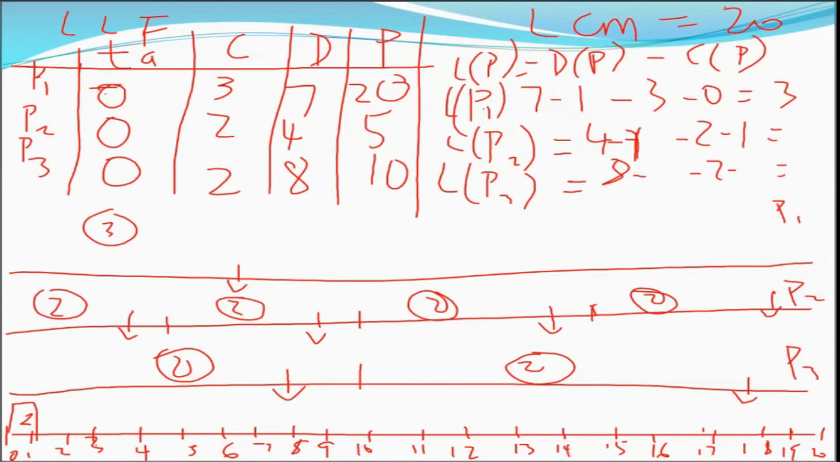Because 1 unit has been executed, right? Okay. Which is how many? What's the result here? So then the next one is what? 8 minus 1 minus 2 minus 0. Yes. And what's the answer? 5. That means 5. So which one is the least? It's P2 again, right?